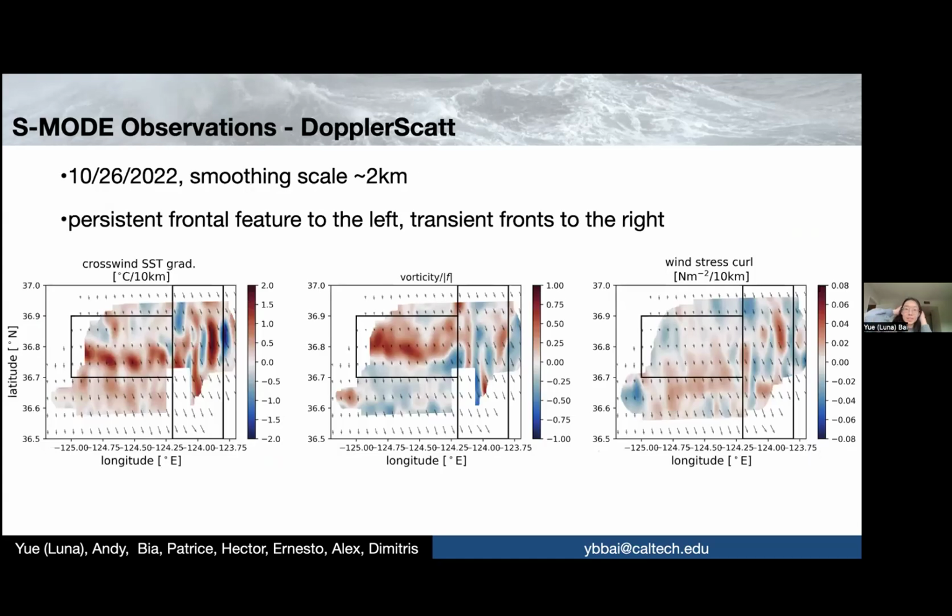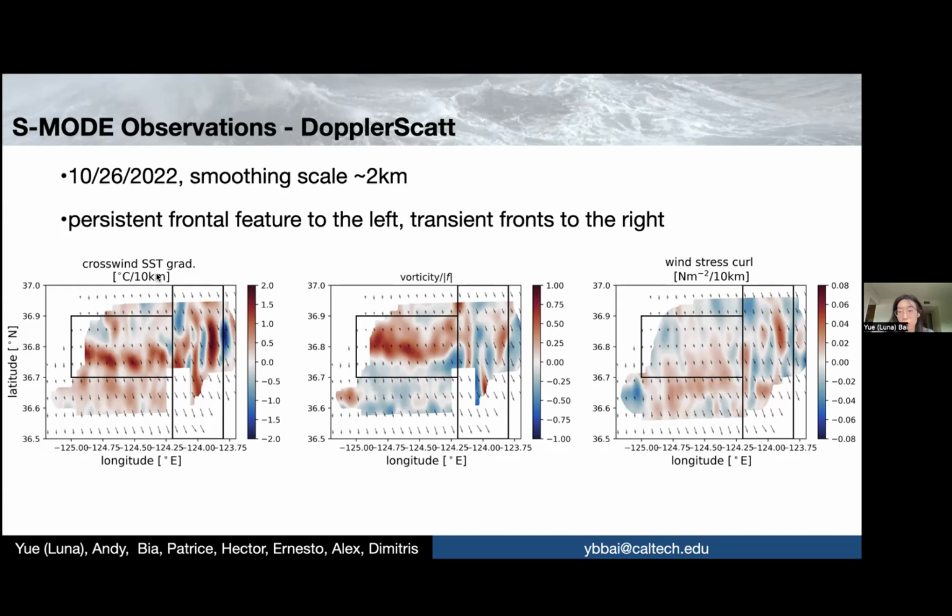Cool. Here are some, again, very preliminary results that we recovered from Doppler scat. The date is October 26th, 2022, so this is in their IOP1. For everything I'm showing here, I'm applying a smoothing scale of about 2 kilometers. I'm showing three fields here.